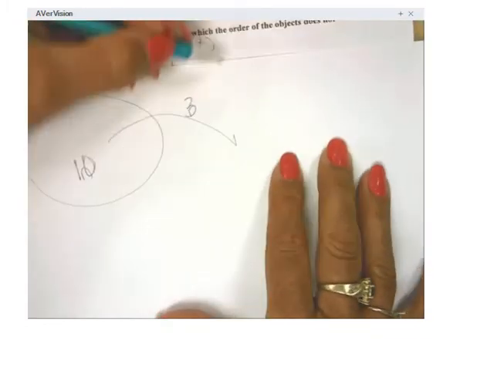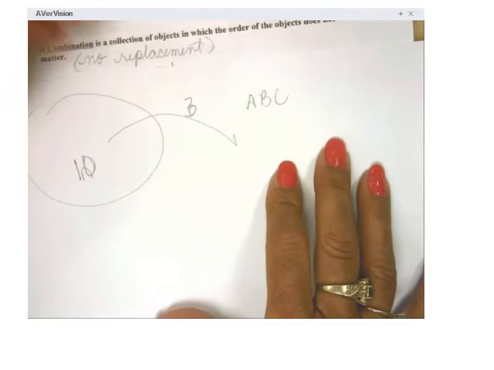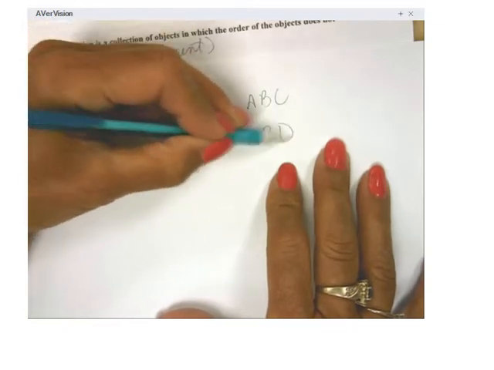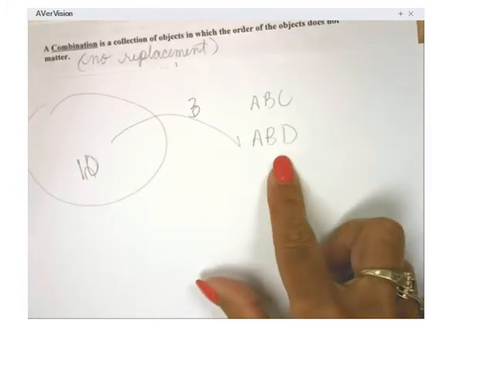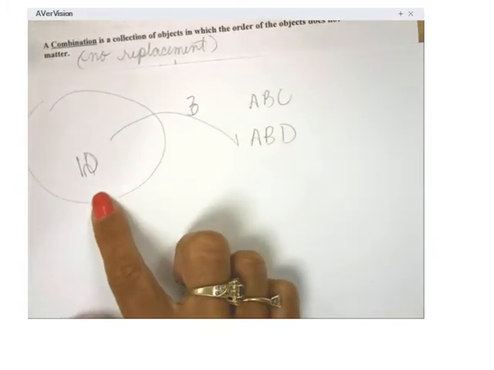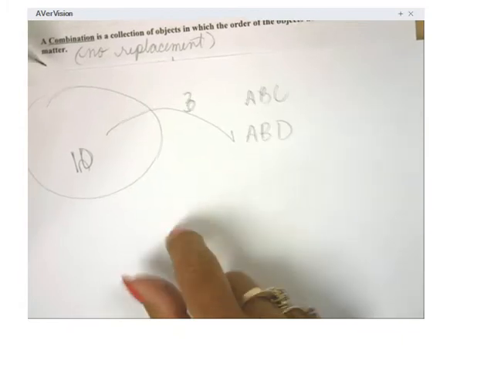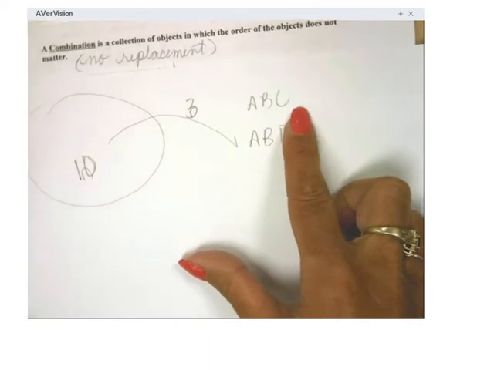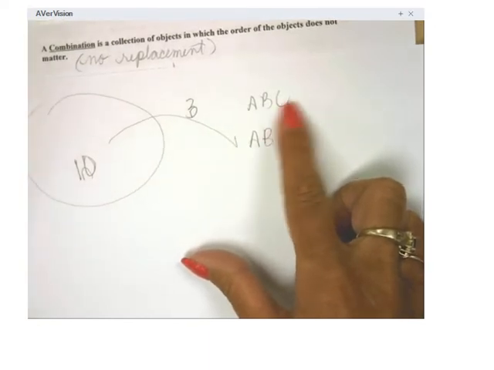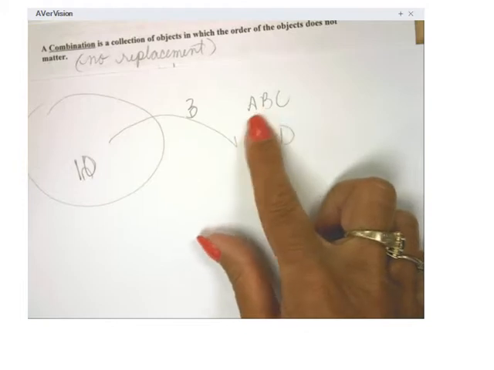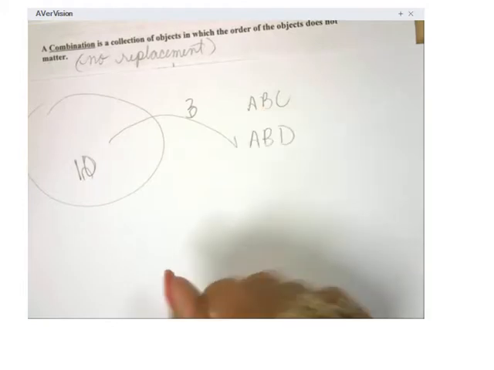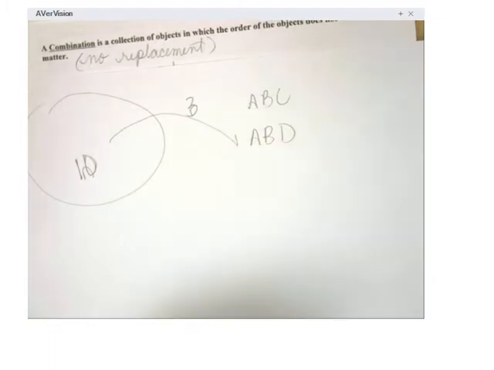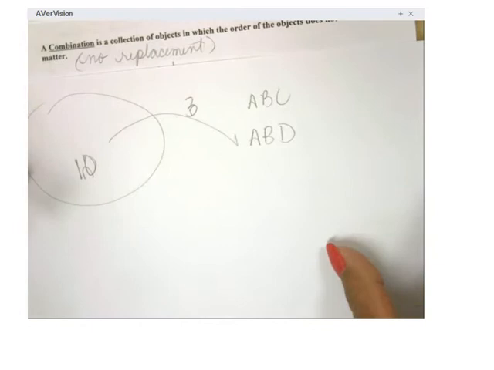So maybe I pull out A, B, C. Maybe I pull out A, B, D, etc. And I want to know how many groups of 3 can I get from here. However, the order does not matter. So if I pull out A, then B, then C, we would not call that any different from C, then B, then A. So the order in which these are selected out does not matter. If it's a permutation, if you switch these around, the order does matter. But today we're going to be working with combinations.